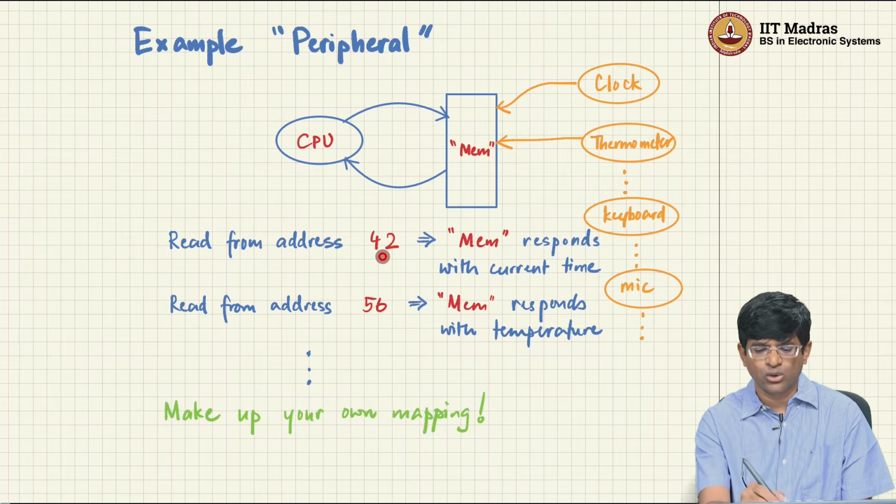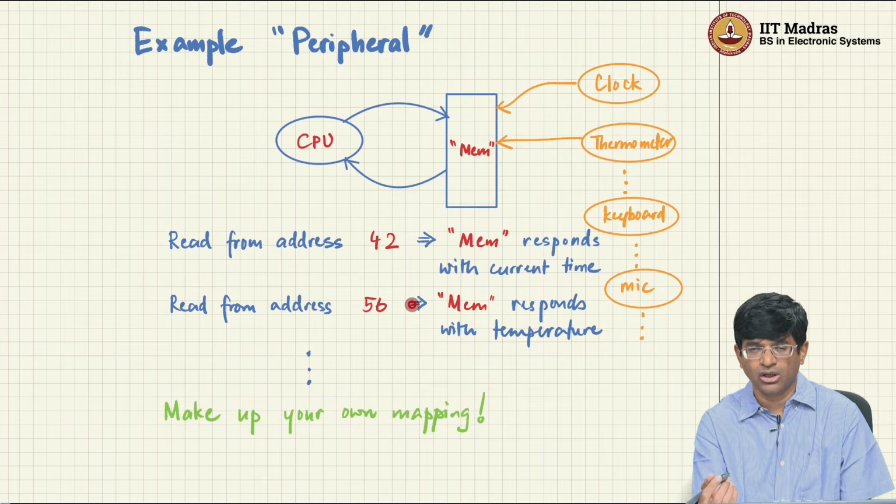So what would happen if I wrote something to address number 42? Bottom line is this part of the circuit doesn't say anything about that at all. It doesn't tell you what needs to be done. It doesn't say that I need to go and change the time on the clock.